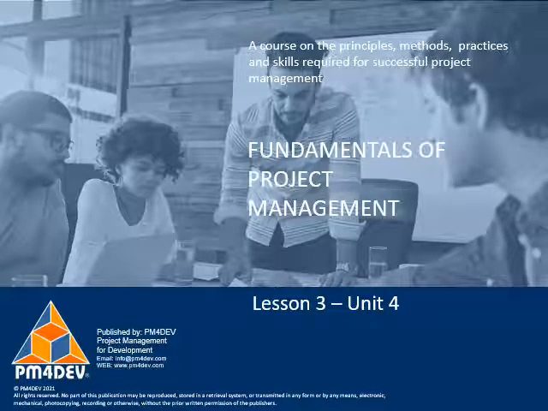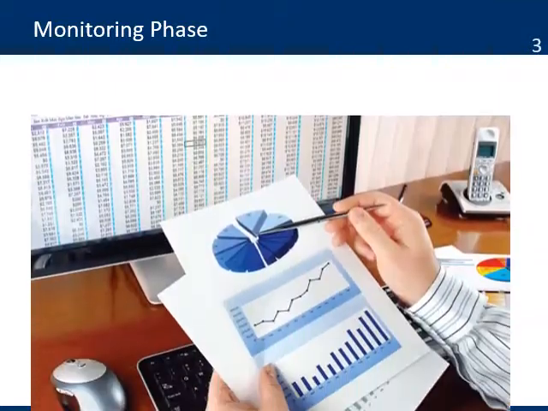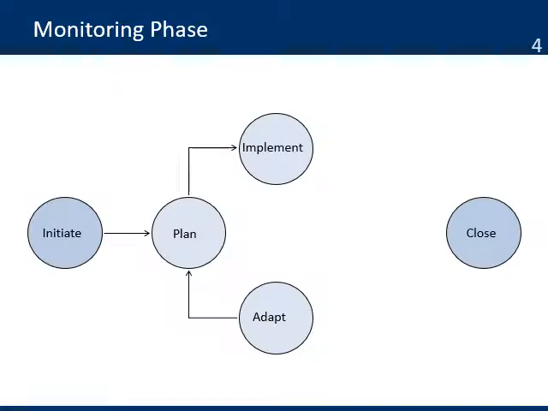Lesson 3, Unit 4. The monitoring phase. Monitoring is about measuring the progress of a project against its objectives. Its focus is to look at deviations from the plans. If there are deviations, then the project manager needs to take corrective actions to put the project back on track.